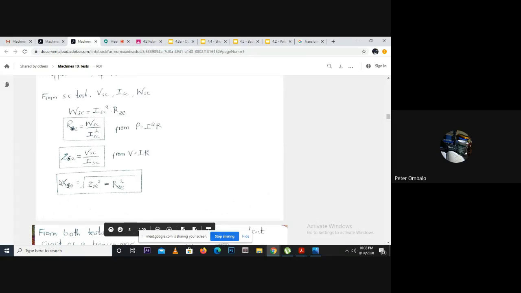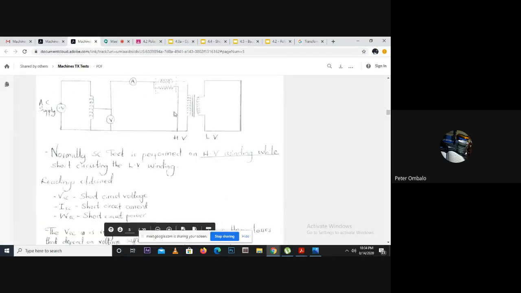And then we can also get the reactance. Because we have Z and we have R now, we can get the reactance by getting the square root of the difference of their squares. Yeah, so these are the parameters, or the components, that we can get from a short circuit test. We can get the copper losses, which is from the power, and then from the power we can obtain the resistance. This resistance is going to be the equivalent resistance.